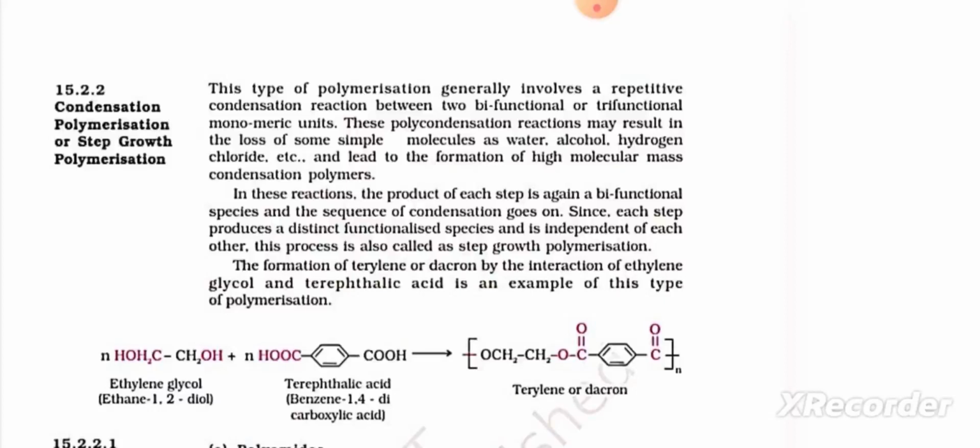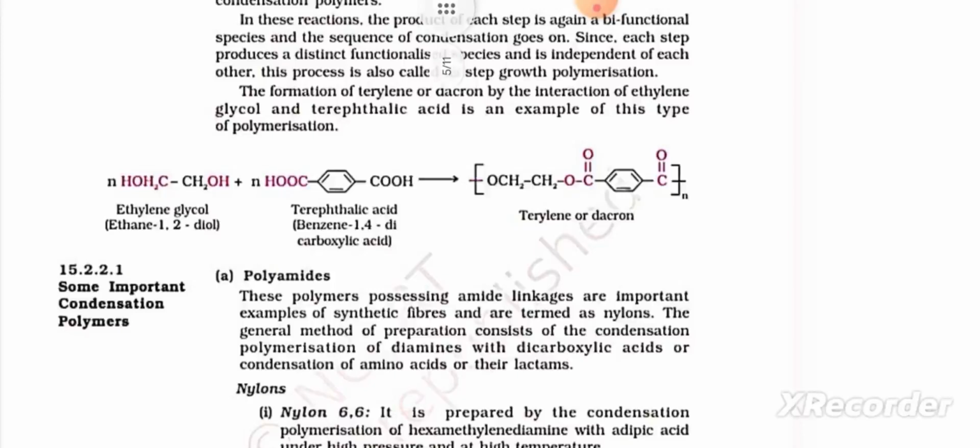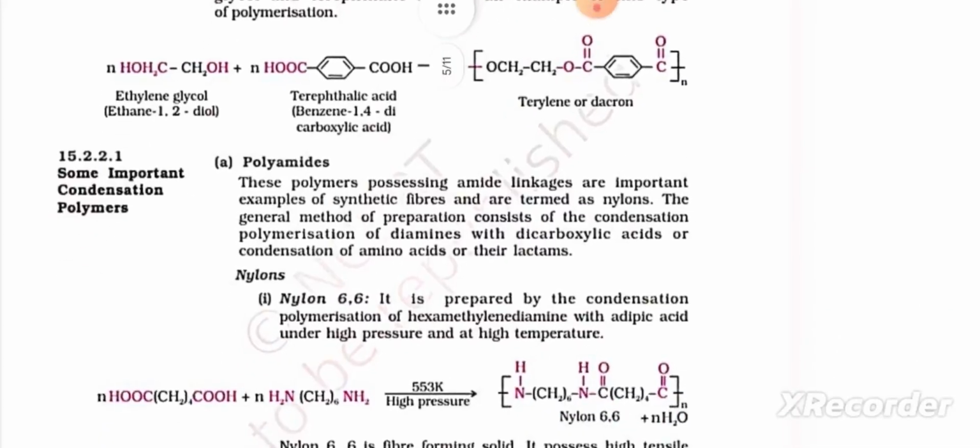In these reactions, the product of each step is again a bifunctional species, and a sequence of condensations goes on. Since each step produces a distinct functionalized species and is independent of the others, this process is also called step growth polymerization. The formation of terylene or dacron by the interaction of ethylene glycol and terephthalic acid is an example of this type of polymerization. Ethylene glycol, that is ethane-1,2-diol, reacts with terephthalic acid. It gives terylene or dacron.